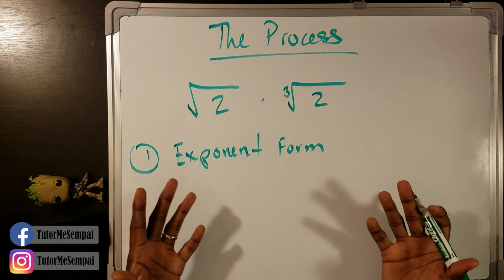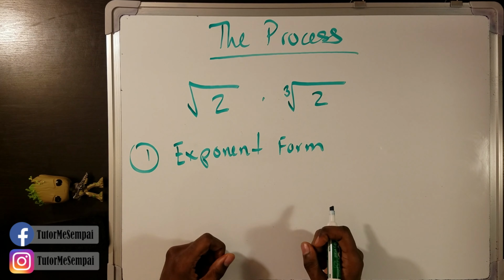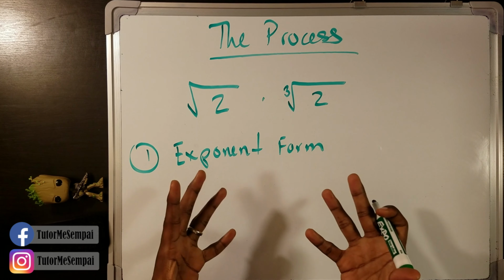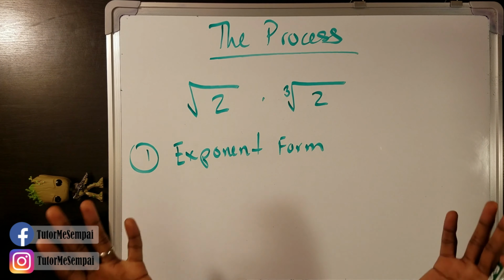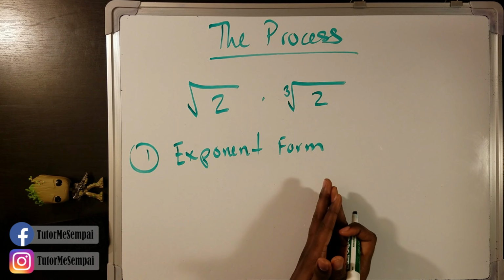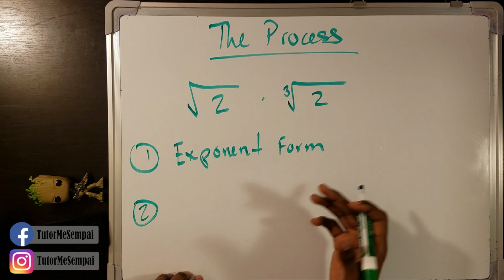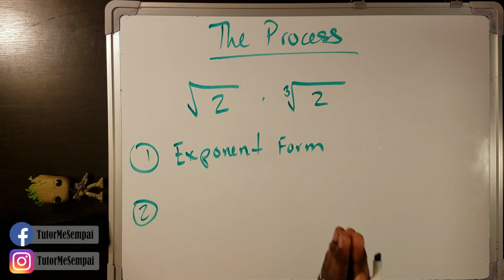Not only do we need to know the exponent form, we're going to have to utilize the exponent form in order to multiply these two radicals. So technically we're not going to be multiplying radicals, however, that's just semantics. We're going to be multiplying these radicals by utilizing their exponent form. But that's only the first thing. The second thing we need is going to be, we need to have the same base.